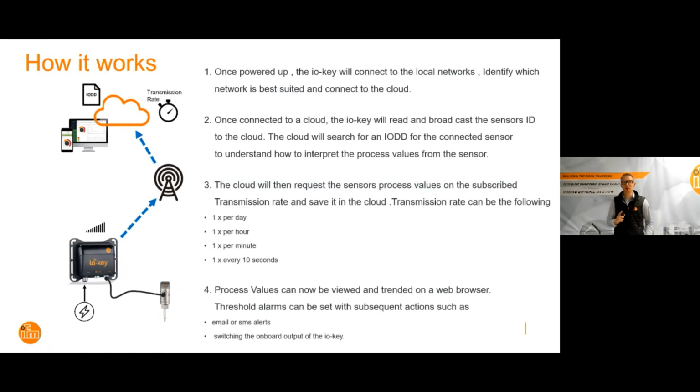And then once the process values are coming through, you can log on to the cloud using a web browser. From there you can actually trend the values, you can look at the process values, you can create alarms. From these alarms, you can create actions such as sending an email out or sending SMS alerts out to different users. And also you can create actions based on these alarms to, for example, switch the outputs on board the Ioke to switch on a warning lamp or to switch on the relay or whatever is actually required for your operation. Okay, so it's quite simple.